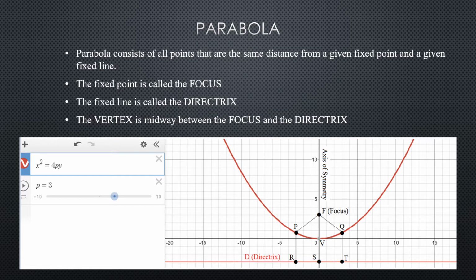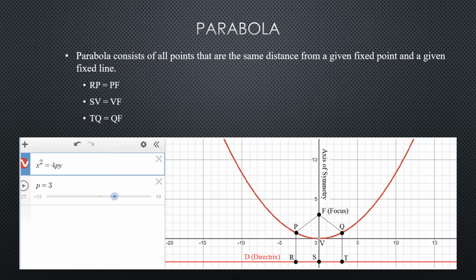And I've used Desmos to pull up a parabola. We're defining, I've added the directrix and the axis of symmetry and the focus here. Okay, so the part of the definition where it says all points that are the same distance from a given fixed point and a given fixed line. So the fixed point is the focus and the fixed line is the directrix.